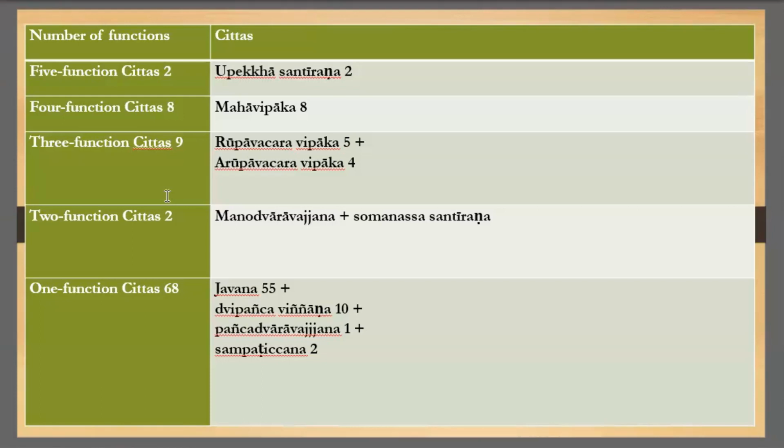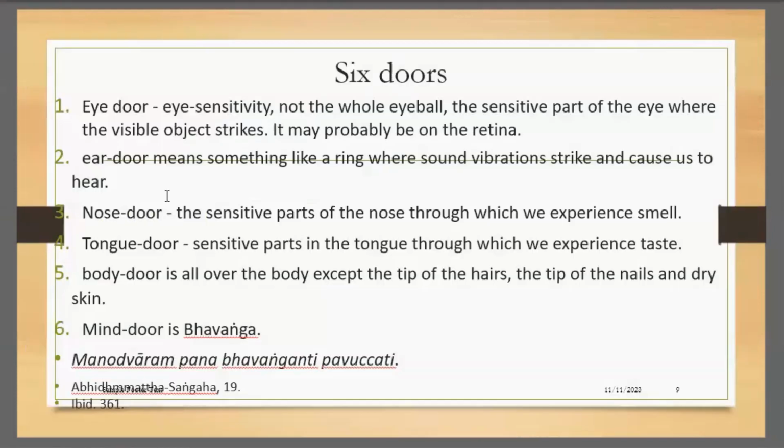We have already learned this; this lesson is for revision. Then let's move into the doors. There are 6 doors. What are they? Eye door, ear door, nose door, tongue door, body door and mind door. Ultimately, eye door means eye sensitivity, not the whole eyeball. We have already discussed the sensitivity part.